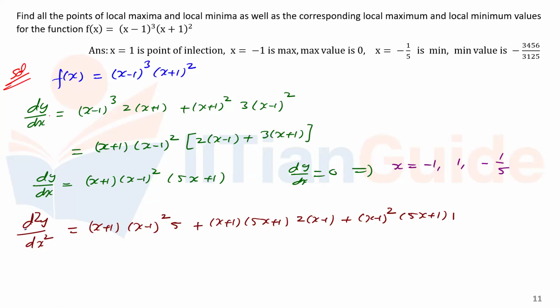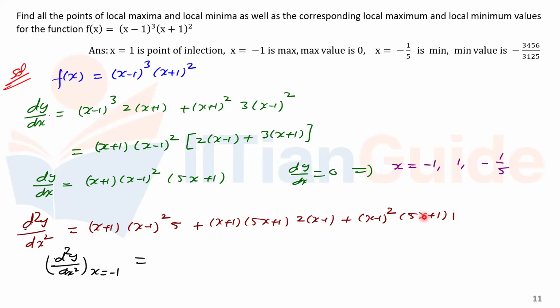Just a minute. I'm calculating the value of the second derivative, del square y upon dx square, when x is -1. When I put x to be -1, this term becomes 0, this term becomes 0. Forget about this. The first two terms become 0, the last term is left.